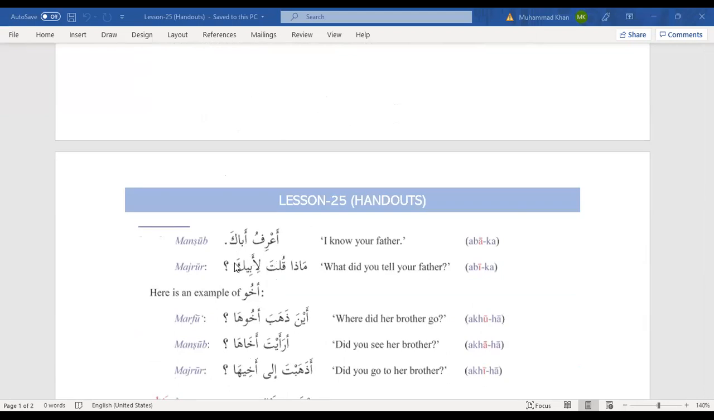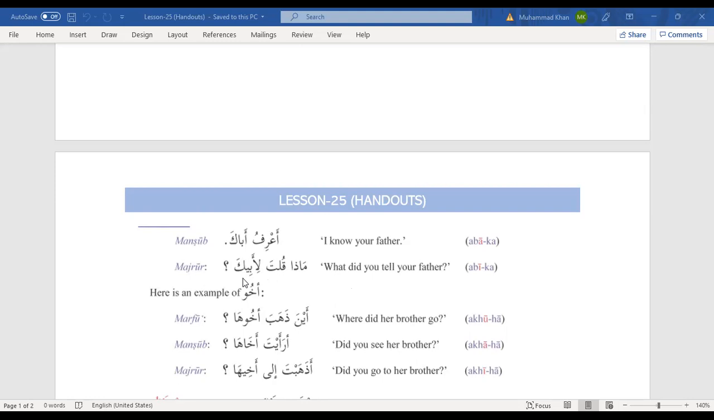So I know your father. So I know, arifu is the subject and the verb I know, and abaka is the maf'ul bihi. That's why it is mansub. Mada qulta li abika, what did you tell your father? So here qulta is you told, and li abika will be a jar majroor. At the same time, it will be used as abi because it is followed by harf jar, li abika.